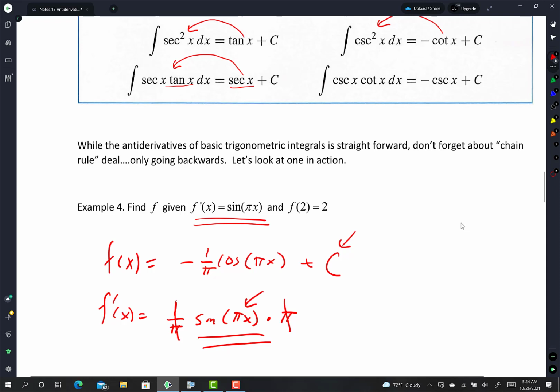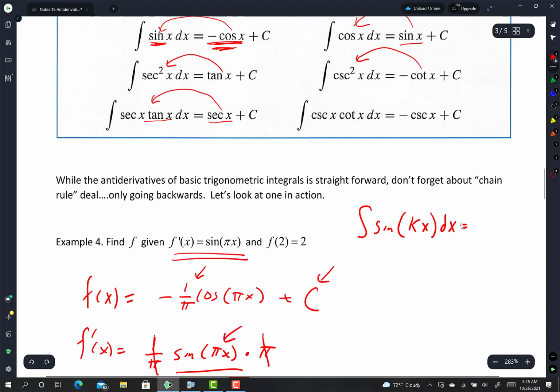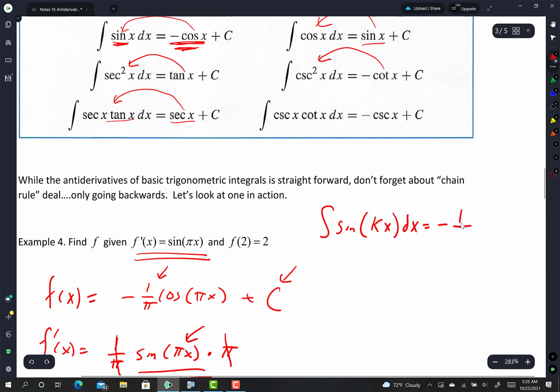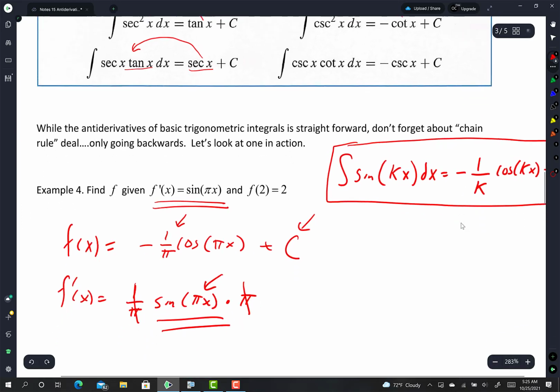See? So that's why we have this 1 over pi term. And if you don't want to memorize that, guys, then you can always just memorize this. I'm not a big fan of it, but I'll go ahead and write it for you guys. The antiderivative of sine kx dx, where k is some constant, is always going to be negative 1 over k cosine kx plus c. So there it is, if you want to be a robot, but please do not be a robot, guys. Make sure you understand why that is. It's because of chain rule.